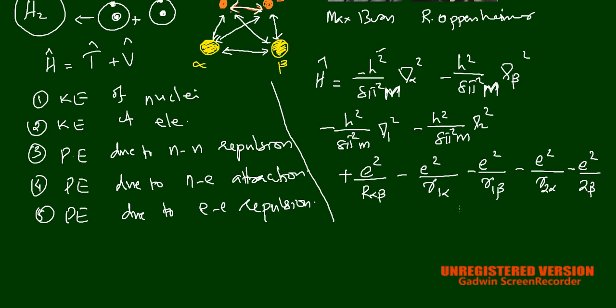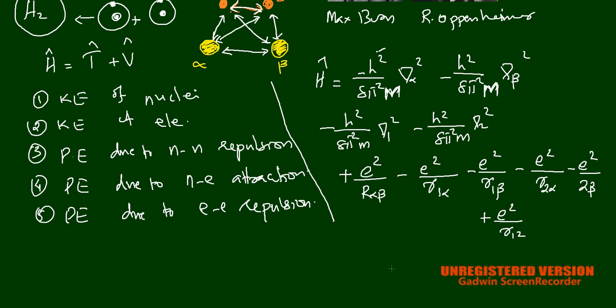Now one more term is remaining, the last one, that is the potential energy due to electron repulsion. Since it is a repulsive potential energy, we can give the plus sign there, so that is plus e square divided by R12, where R12 is the distance between the electron 1 and the electron 2. Okay, so this is the Hamiltonian for this hydrogen molecule.